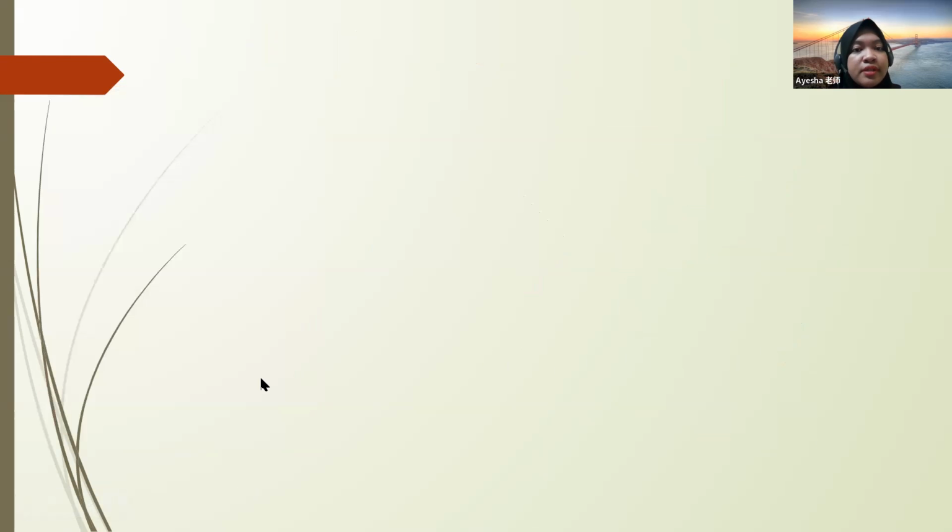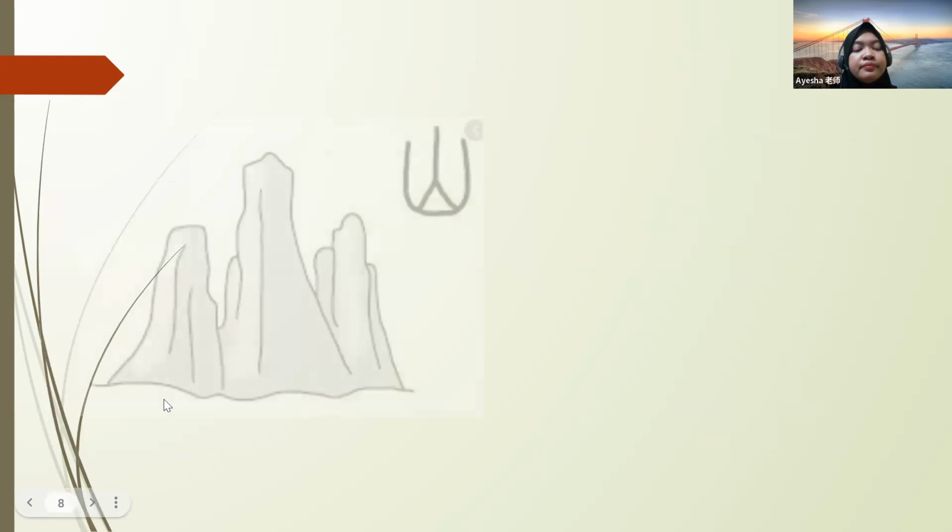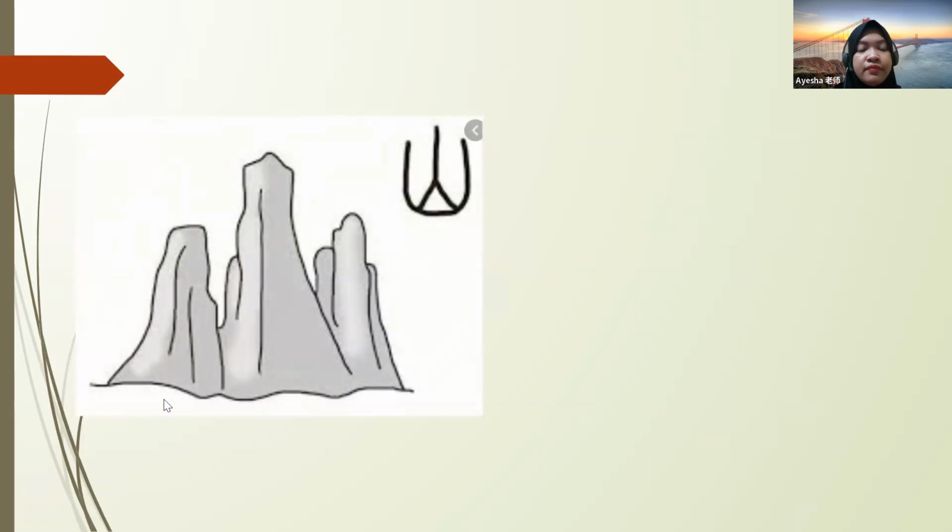Okay, all right, moving on. Let's look at some other examples of pictographs. What does this look like to you? This is very straightforward.